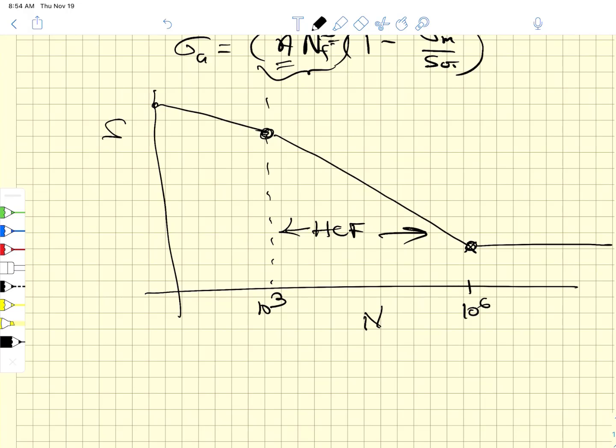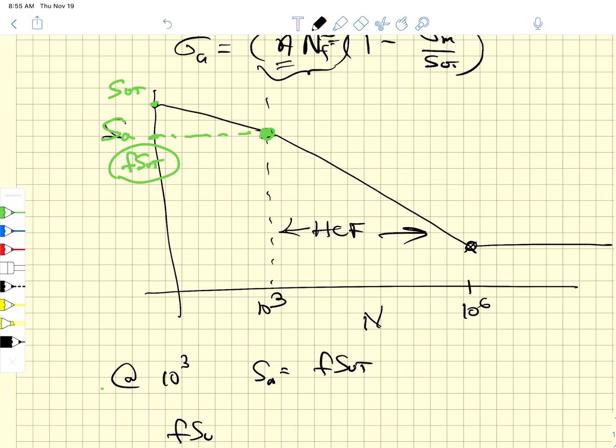We have previously said that this point at the end, at 10 to the third cycles, is just some fraction of the ultimate tensile strength. This is the ultimate tensile strength here. This is supposed to be stress amplitude. So if we know this end, we know that at 10 to the third cycles to failure, the stress amplitude is F SUT. So we come up here and we say F SUT is equal to A times 10 to the third raised to the B power.